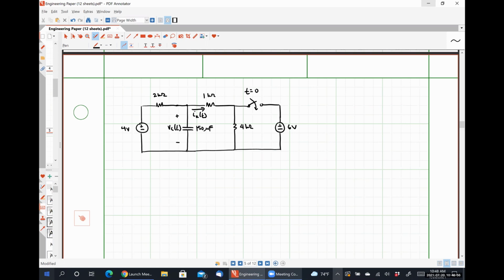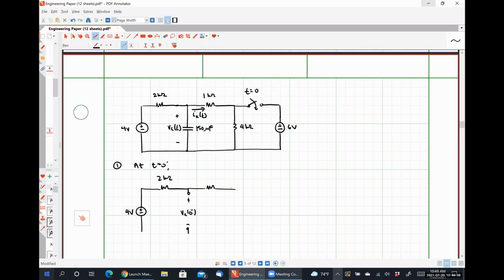Okay, so at t is equal to 0 minus, our circuit looks like this. We have our 4-volt source. Here is our 2 kilo ohm resistor. Since we're at DC steady state at t is equal to 0 minus, the capacitor is going to look like an open circuit. So this will be plus minus Vc at 0 minus.